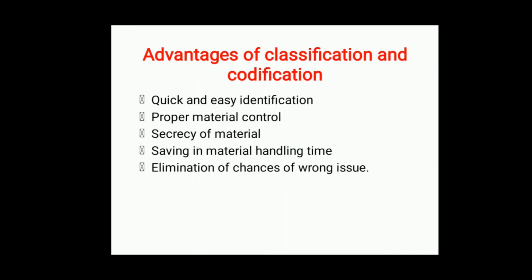Now we'll see the advantages of classification and codification, how we get benefit from it. The first one is quick and easy identification. We can easily identify and pick up that particular part for further processing. Proper material control: we can control the material also, and save material handling time, because we can easily identify the particular part. Elimination of the chances of wrong issue: we can easily identify the required part, so it also eliminates the chance of picking up the wrong part.